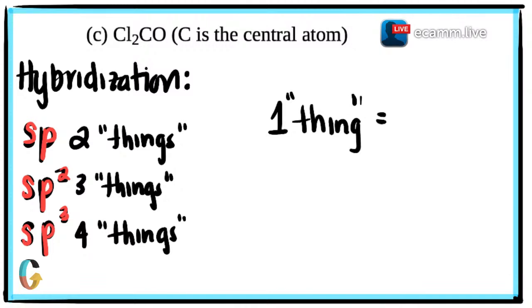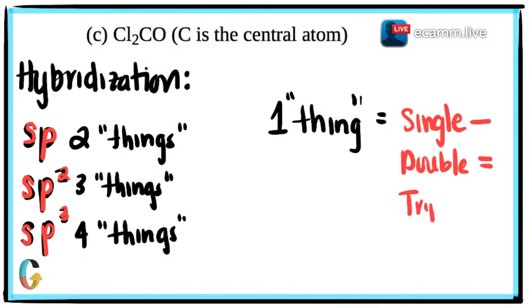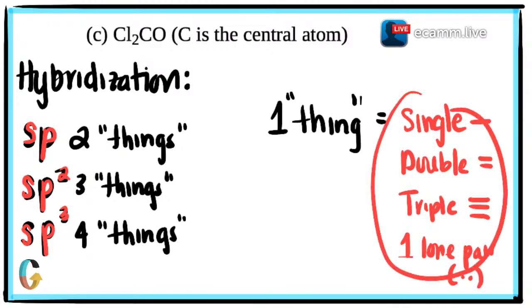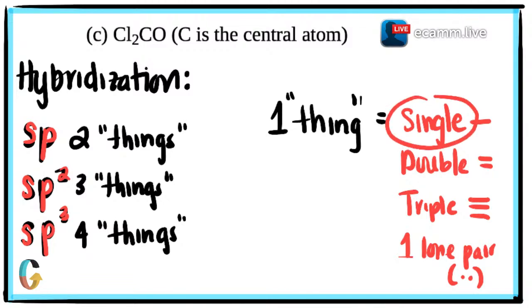is either a single bond. So one line, remember, a single bond is one line. One double bond. So remember, a double bond is two lines. And then one triple bond, which is three lines. One last thing is one lone pair. So basically two dots, right? One lone pair is two dots. These are all of your things. So I have a single bond, I have a double bond, I have a triple bond, or a lone pair.